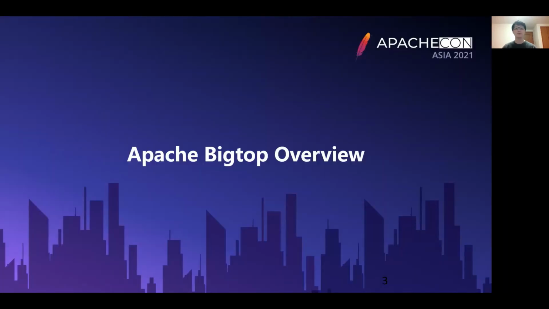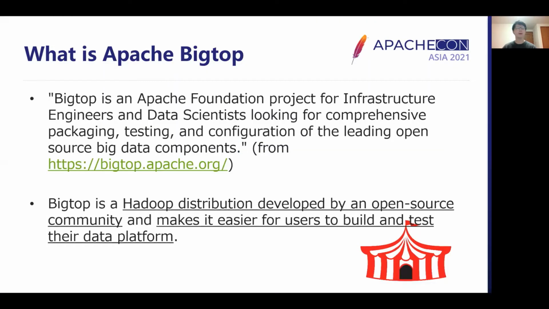First, I'd like to show you what Apache Bigtop is, with its history. According to the official website, Bigtop is an Apache Software Foundation project for comprehensive packaging, testing, and configuration of the leading open source big data components. But this explanation may sound a bit abstract. So if I put it in other words, Bigtop is a Hadoop distribution developed by the open source community, and it makes it easier to build and test a Hadoop-centric data platform.